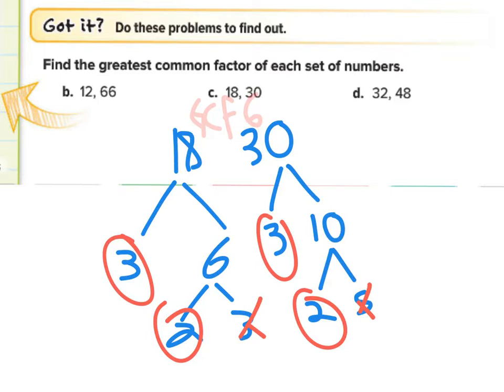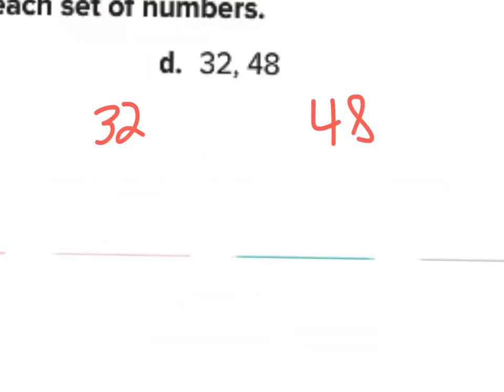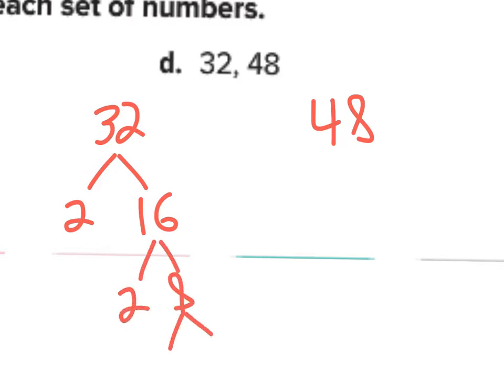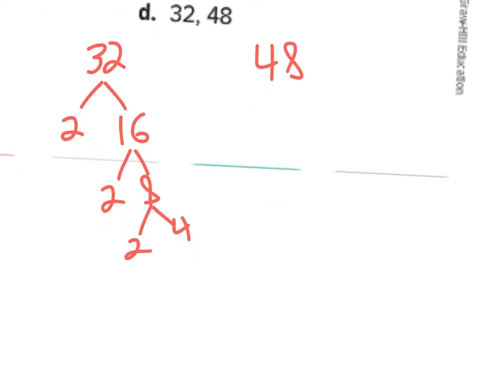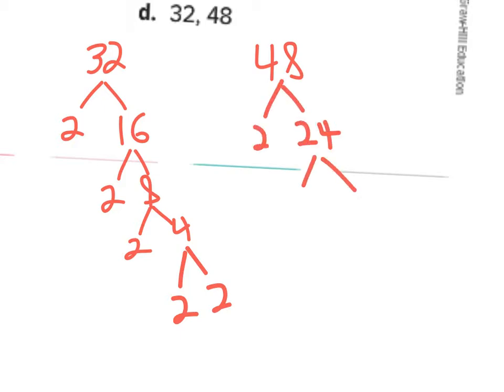Let's try D. Okay, I have 32 and 48. 32, looks like I have 2 times 16, right? That gives me 32, and then 16 can be broken down into 2 times 8, and then this can be broken down into 2 times 4. Oh, it keeps going. And it can be broken down into 2 times 2. Well, that's a lot of 2's, right? And over here I have 2 times 24, 2 times 12, 2 times 6, and 2 times 3.